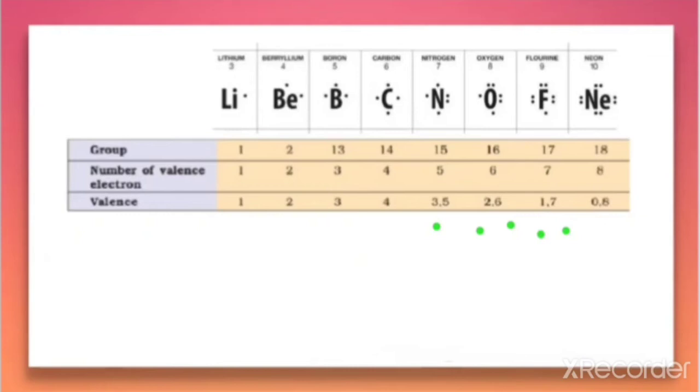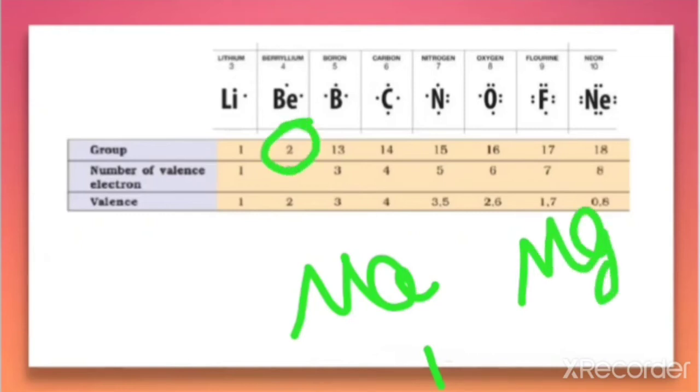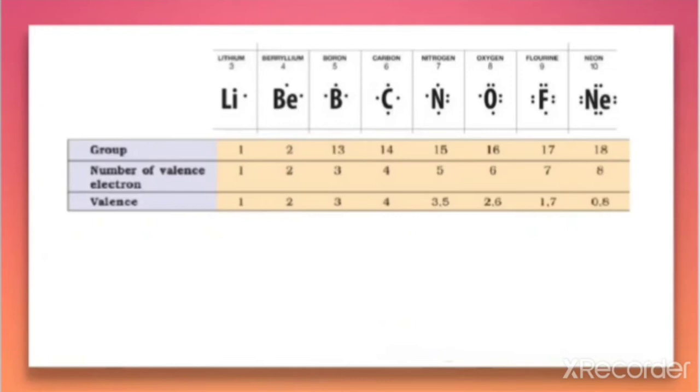So this is how the valency varies in a period. And the elements belonging to the same group will have the same valence, like the case of sodium. Sodium also has the valence 1. Magnesium, belonging to the second group, has valence 2. So the valence or valency is periodic, and group-wise it will be the same.